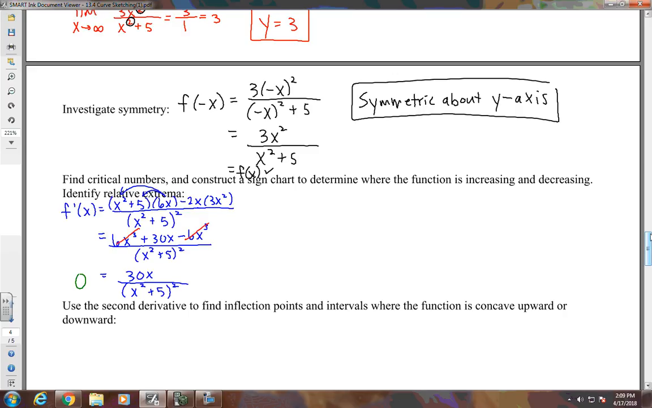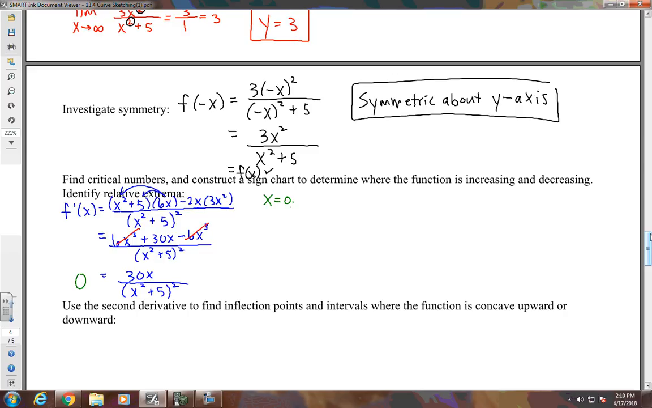Where the numerator is equal to 0, I get a critical value. Clearly, that occurs at x equals 0. Where the denominator is equal to 0, the derivative is undefined, but that is also classified as a critical number. But notice, if I set that denominator equal to 0 and solve for x, I'm going to get another imaginary number. So it looks like we only have one critical point, x equals 0.